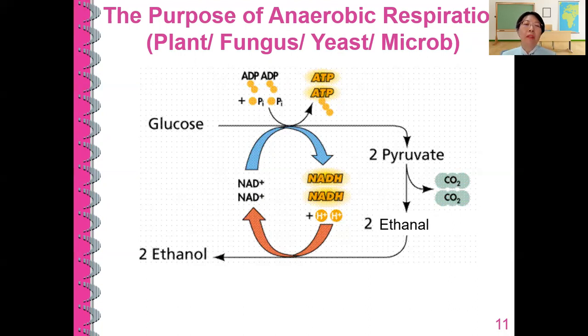Okay, or you walk with somebody very tall. The person only takes 1 step, but you have to take 2 steps. So when he walks, you have to run. So that's what happens. So for plant, fungus, yeast, and microbe, they have to carry out a 2-step process.